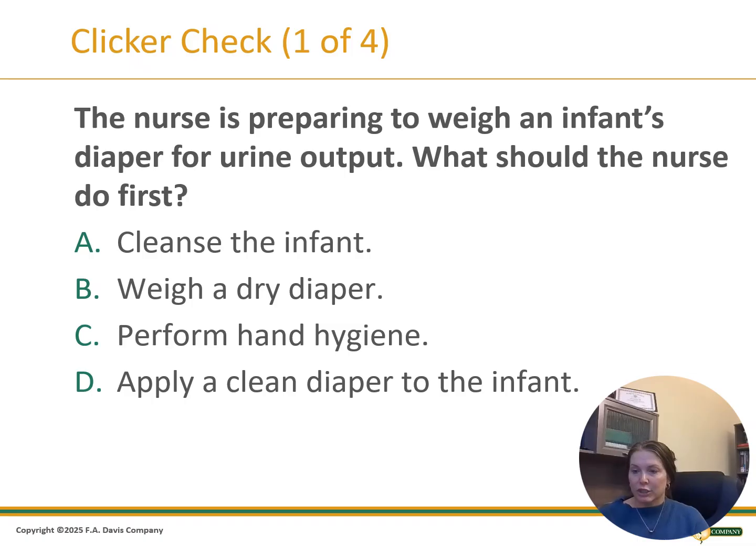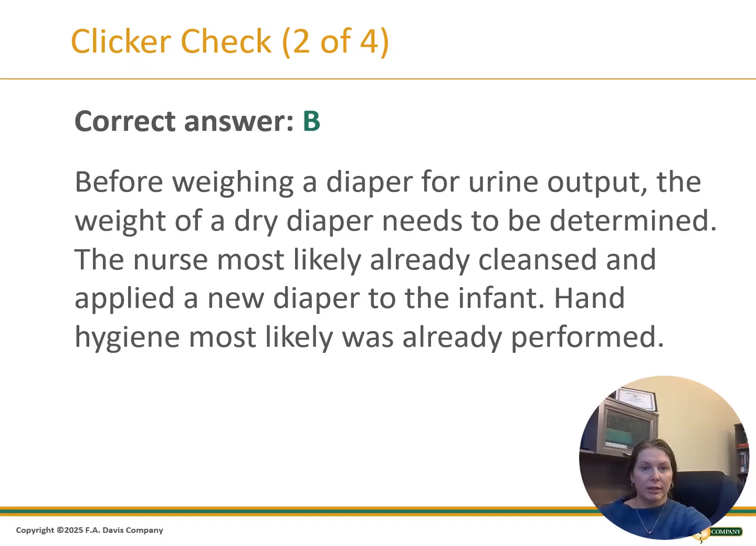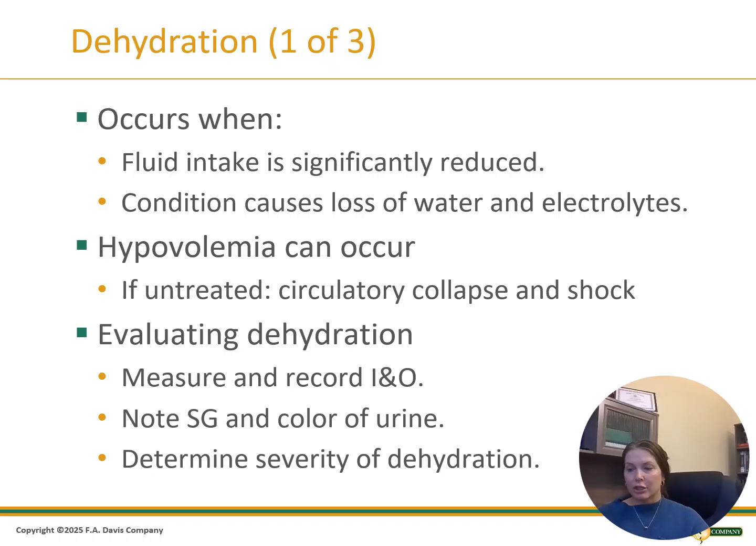Alrighty, we have some clicker questions, but for the sake of time, I'm going to move on to dehydration. Dehydration occurs when we have fluid intake that is significantly reduced. This causes loss of water and electrolytes, so hypovolemia can occur. The leading cause worldwide of this is going to be gastroenteritis, or vomiting and diarrhea, that rapid fluid and electrolyte loss from our stool and emesis.